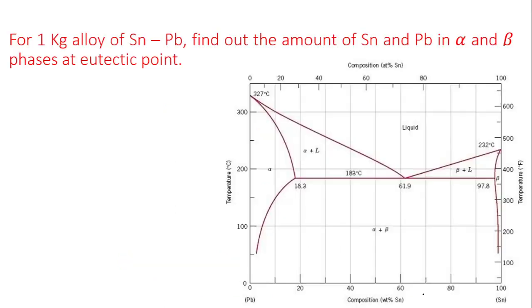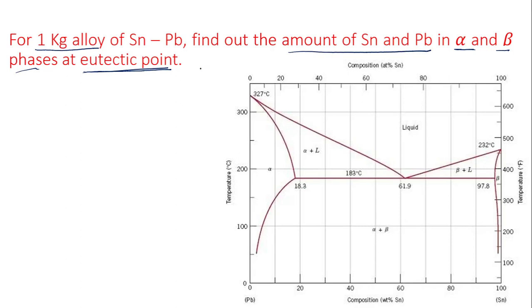So let's go to the question. So this is the question. Please read the question carefully. For 1 kg alloy of SnPb, find out the amount of Sn and Pb in alpha and beta phases at eutectic point. So the few points that are important: first is eutectic point, the amount of total alloy, and we have to find out the amount of Sn and Pb. So these are the few points we have to observe from the question.